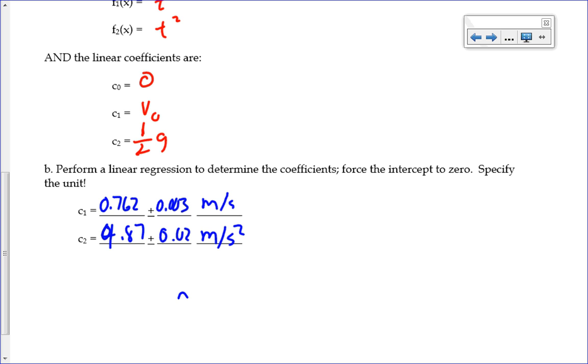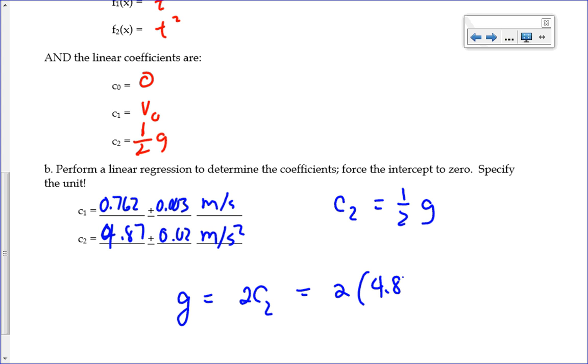Now, what is our acceleration due to gravity? The goal, presumably, of this experiment is to determine acceleration due to gravity. We said C2 is equal to 1/2 g, right? So g is equal to 2C2. So 2 times 4.87 meters per second squared. And that's going to give you 9.6474 meters per second.